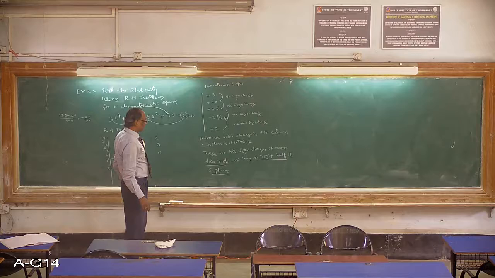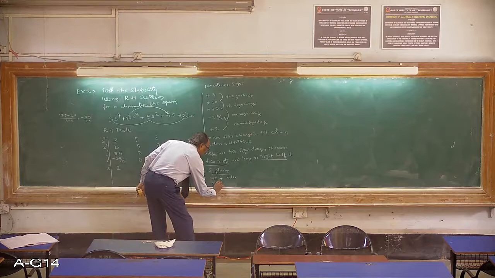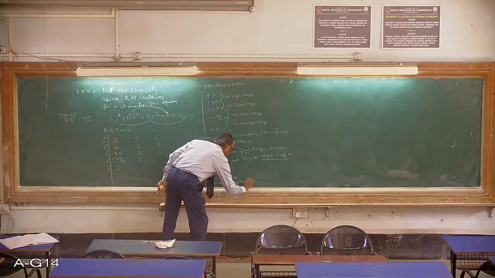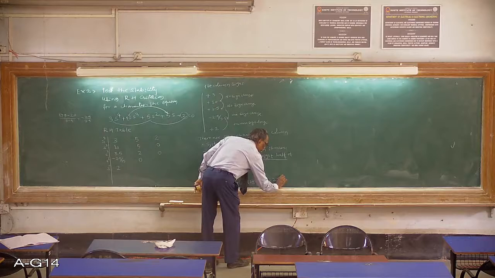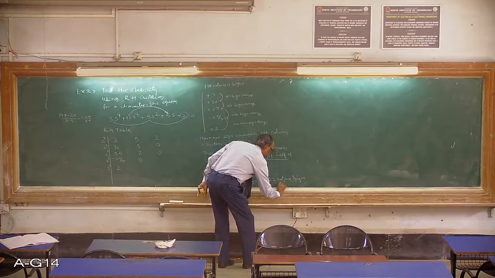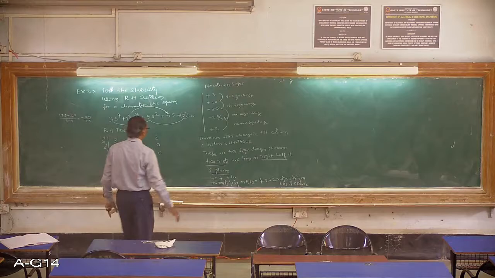So how many roots are there on the left half of the S plane? As the order is 4, N equal to 4 is the order. N minus roots lying on RHS is equal to 4 minus 2, so 2 roots are lying on the LHS of the S plane. So 2 roots are lying on the left half of the S plane and 2 roots are lying on the right half of the S plane. As any one of the roots lies on the right half of the S plane, the system is said to be unstable.